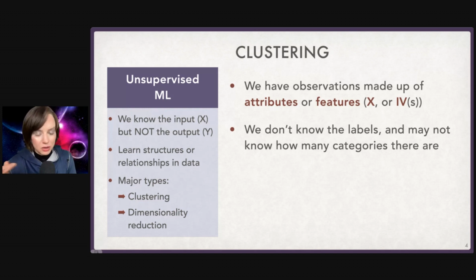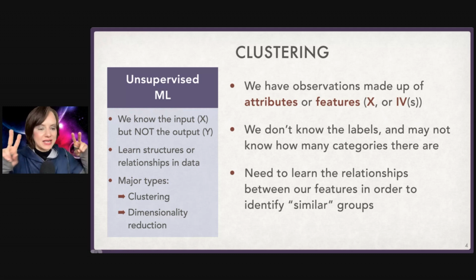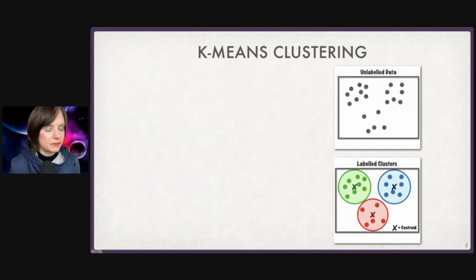So we don't know the labels, and we may not know how many categories there are, how many diseases, species, whatever. What we want to do with clustering is learn the relationship between our features in order to identify similar groups of observations. So in principle, what we're doing is, from this lovely graph, we're going from unlabeled data. In this case, it's kind of obvious where the clusters are. And we're going to run it through our k-means clustering algorithm, and it's going to give us labeled clusters. In other words, it's going to say, hey, green, blue, red, or clusters 1, 2, 3. It's up to us as researchers to say what those clusters actually mean.